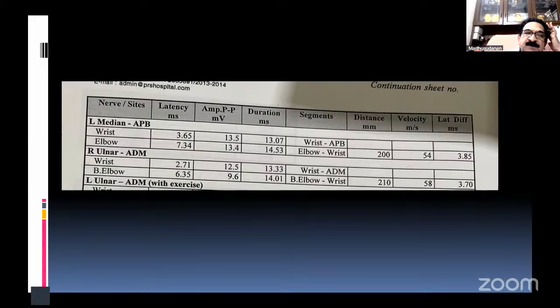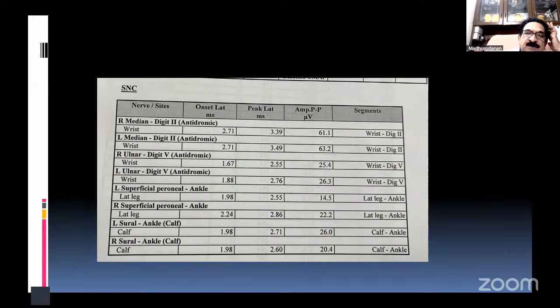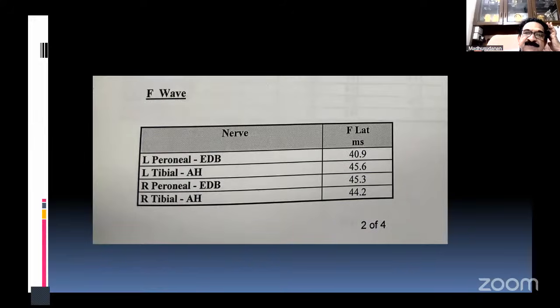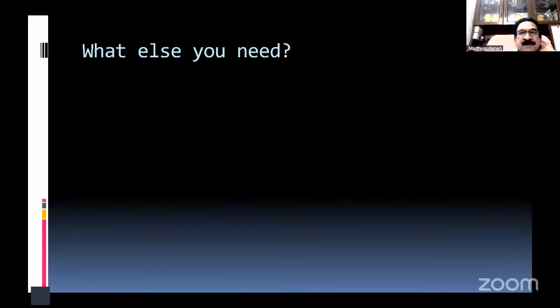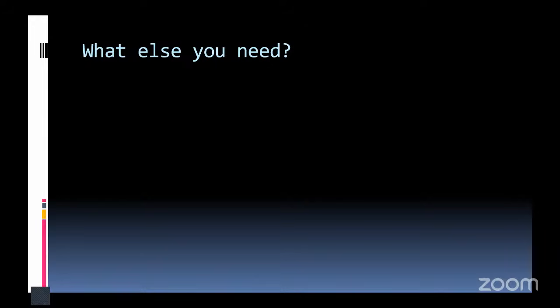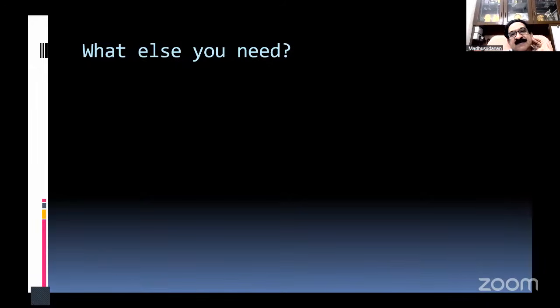Then left median was normal. Sensory potentials were normal. And F-wave was also normal. The problem is her affection was in the hip flexors, so we cannot do the contraction study. But the available parameters are all normal. So a polyradiculoneuropathy seems less likely because all of the nerves seem to be normal. F-wave latency is also normal. Now, what else do you want to do? RNS, EMG. Yeah, EMG and RNS. Serum CPK. Okay. We'll go one by one.